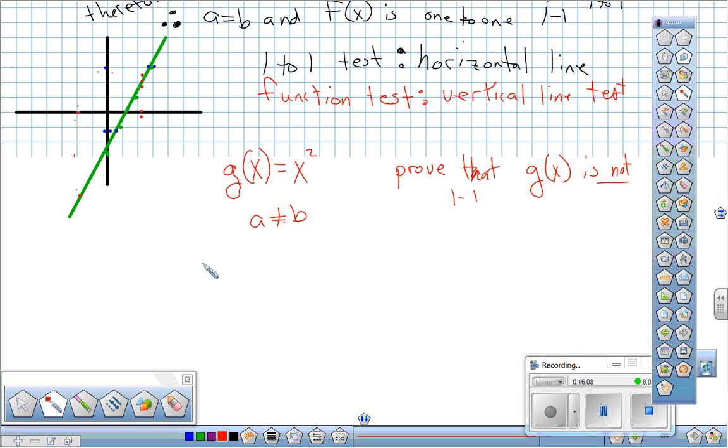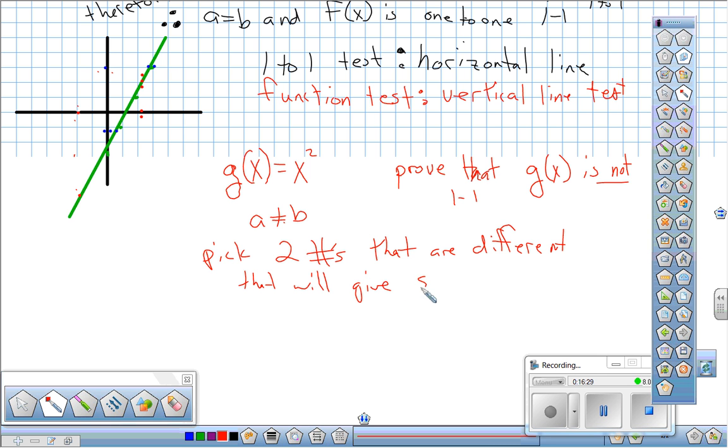What we're going to do is pick two numbers that are different, that we think will give us the same output. So it's fairly simple. If I pick something that has a perfect square, let's say -4 and 4. What we're going to say is -4 is not equal to 4, so let's plug those both in.